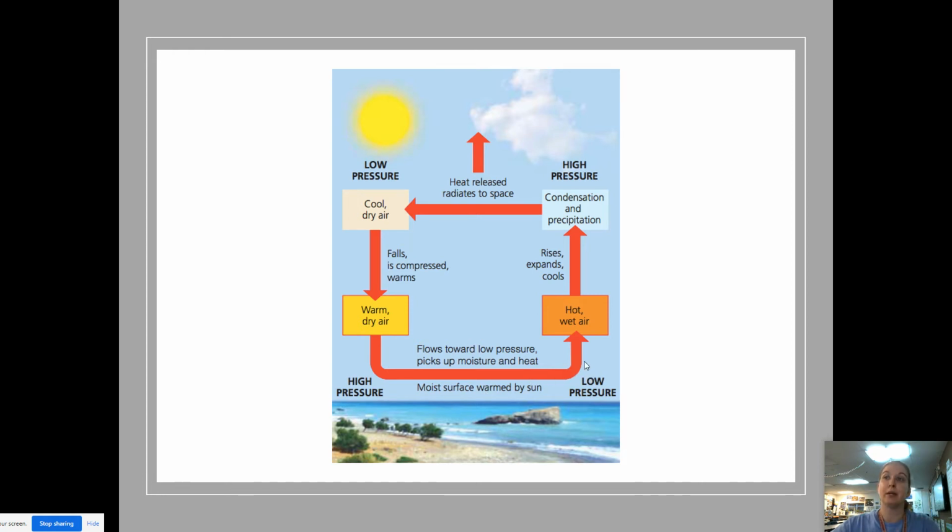Moist surface is warmed by the sun, and now we have hot, wet air, which is going to rise, expand, and cool. We have condensation and precipitation up at the high pressure. We have a lot of heat released that radiates to space, and then we start all over again. And so here's kind of a system of what goes on.